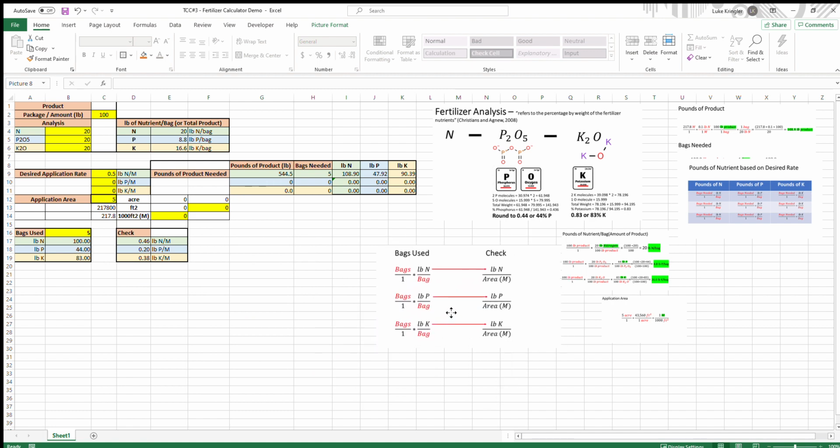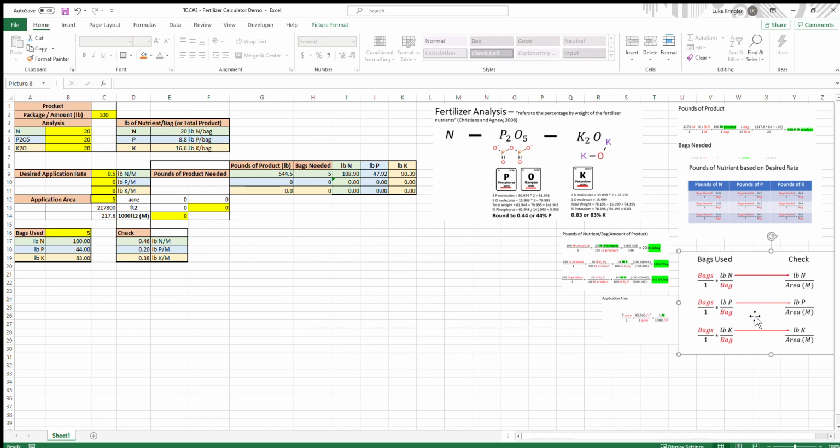So this is one of the limitations or things you should know, that if we want to apply a 1/2 pound of nitrogen, our calculator is telling us 5 bags. So we go down here to our bags used and we enter our 5 bags, and our check tells us we're only applying 0.46 pounds of nitrogen per 1,000 square feet.